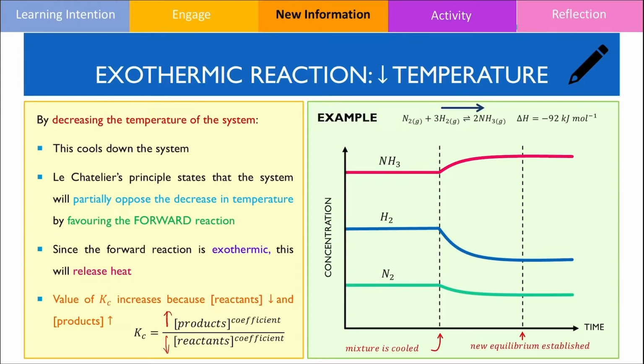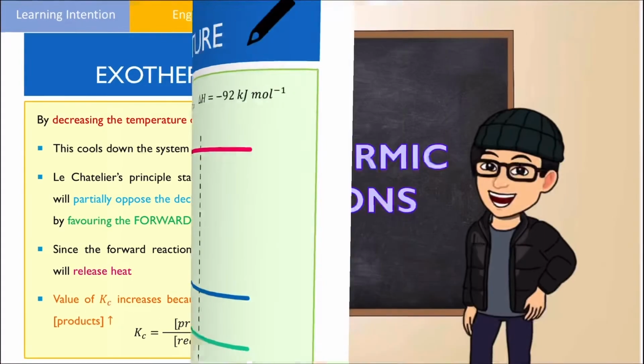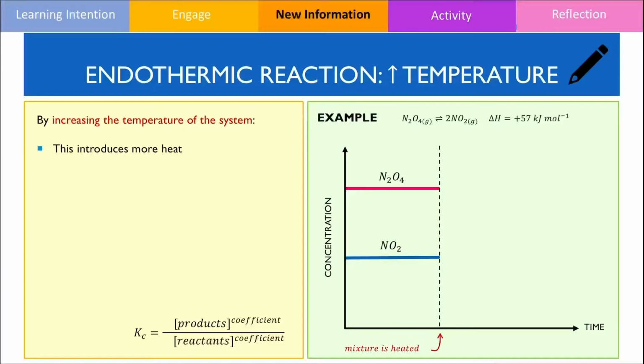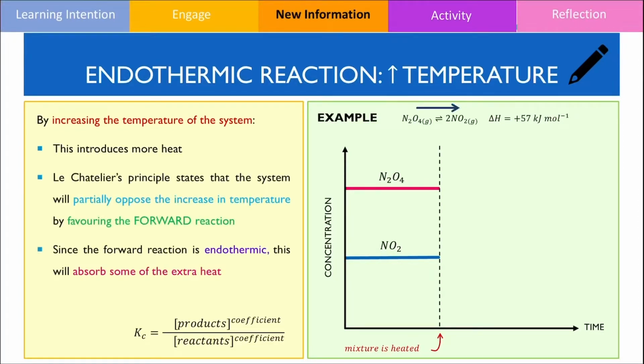In the second part of this video, we'll now explore the effects of temperature on an endothermic reaction mixture. By introducing heat, the system will try to dissipate the heat by favoring the endothermic reaction to absorb some of that extra heat, which occurs in the forwards direction. Because equilibrium shifts to the right, the concentration of NO2 increases whereas the concentration of N2O4 decreases.